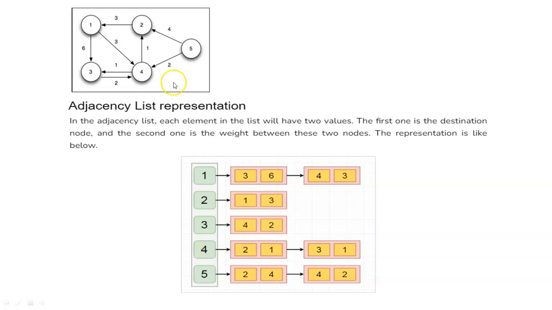Similarly, for vertex 4 you can go to 3 as well as 2. You can see here 4 to 2 with a weight of 1, and 4 to 3 with a weight of 1. Finally, vertex 5. From vertex 5 you can go to 2 as well as 4. So from 5 to vertex 2 with a cost of 4, and from 5 to 4 with a cost of 2. So these are the ways of representing a graph for storing it in memory. Thank you.